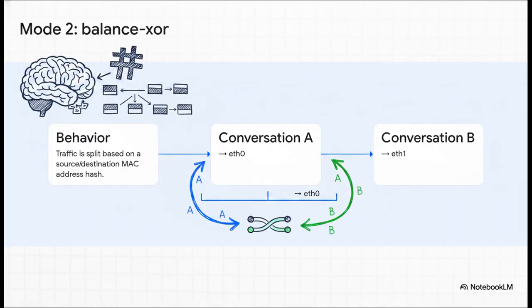Okay, now for something a bit smarter. Mode 2, or Balance XOR. This is a much more intelligent way to load balance. Instead of just cycling through interfaces, it does a little bit of math, a hash calculation, based on things like the source and destination MAC addresses. This math ensures that all the packets for one specific conversation always travel over the same physical link.